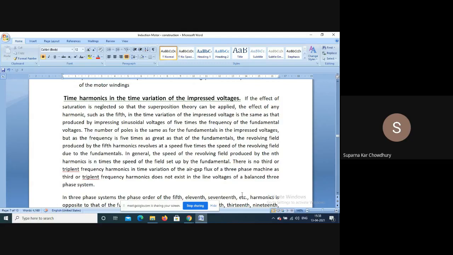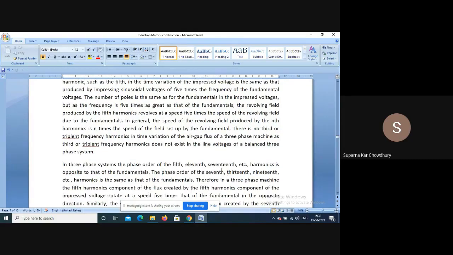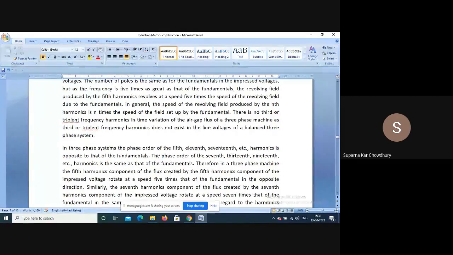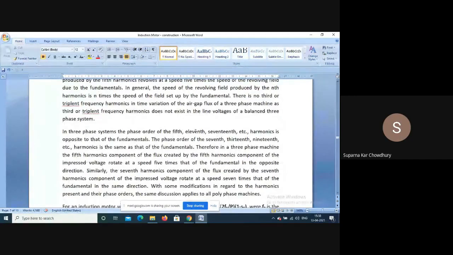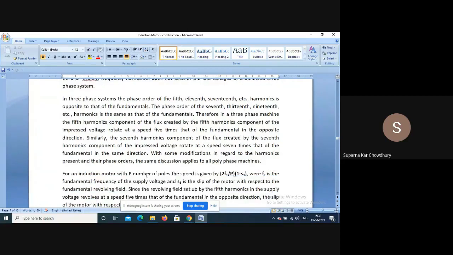Some harmonics rotate in the same direction as the fundamental, some in the opposite direction. Now, we know that the 5th, 11th, 17th, etc. are opposite to the fundamental, and the phase order of the 7th, 13th, 19th is the same as that of the fundamental.